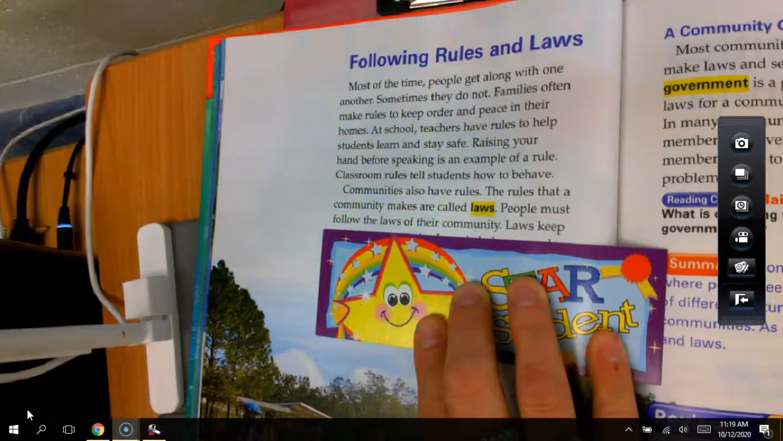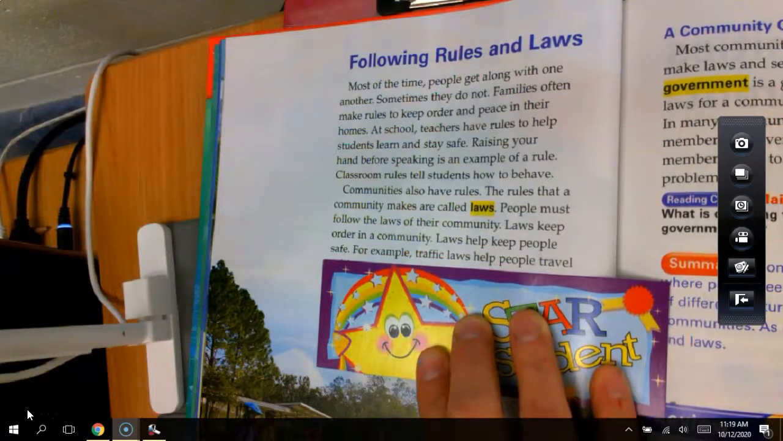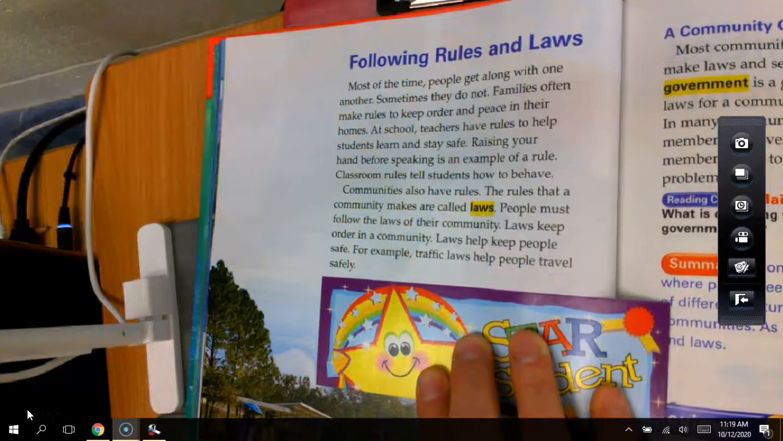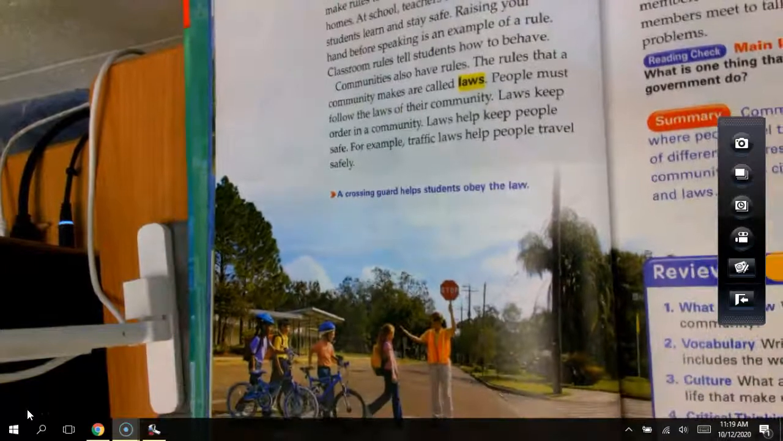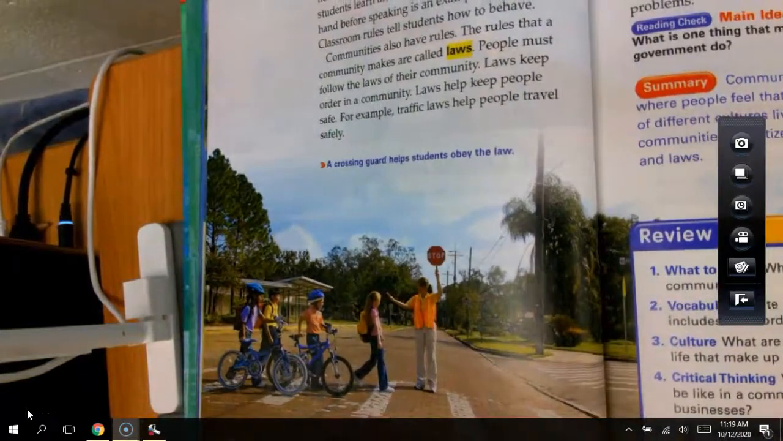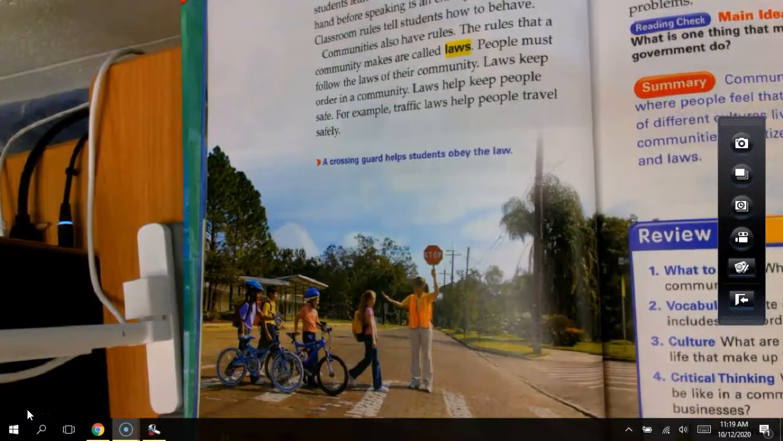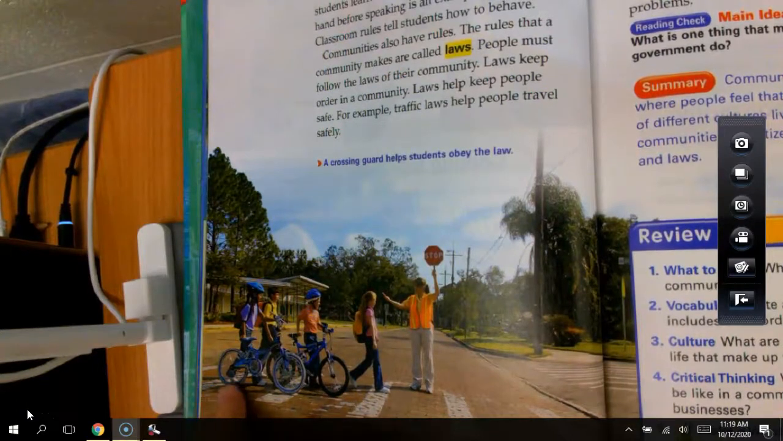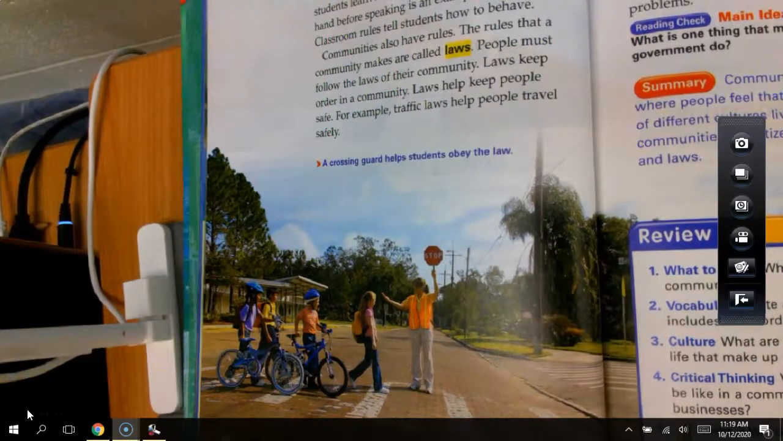People must follow the laws of their community. Laws keep order in a community. Laws help keep people safe. For example, traffic laws help people travel safely. If you look down at the bottom of this picture, you can see that the crossing guard helps students obey the law. What law are they obeying? What do you think, boys and girls? If you guess the law is to use a crosswalk when crossing the street, you're right.